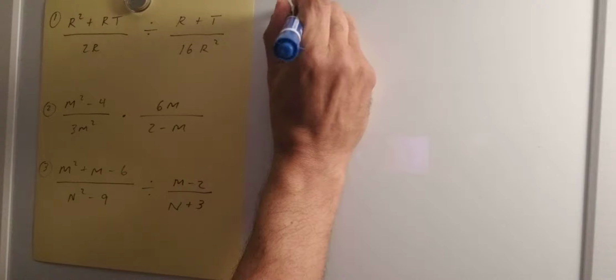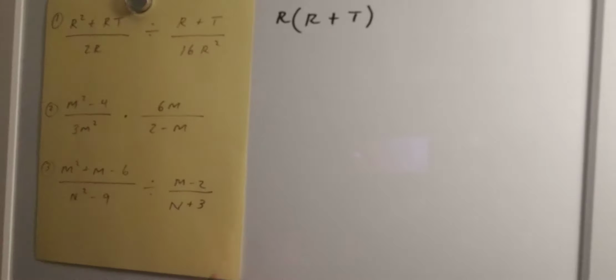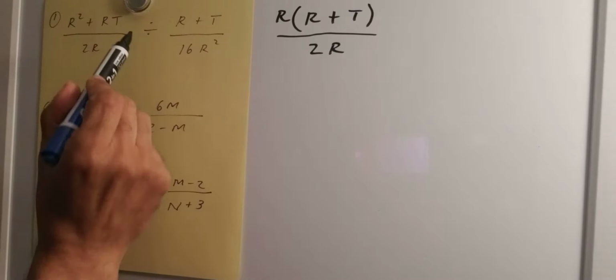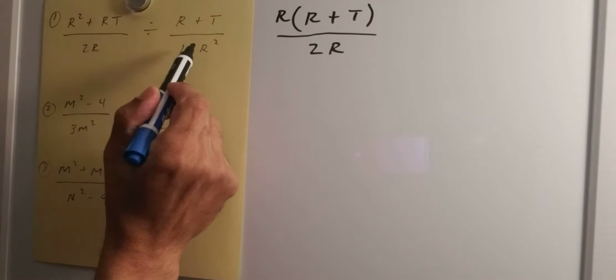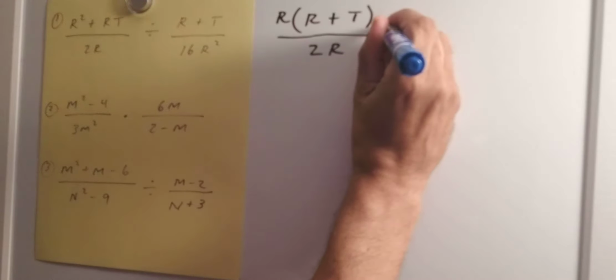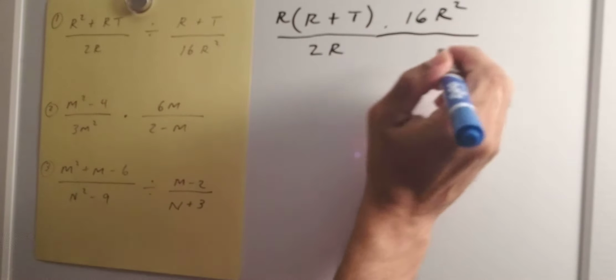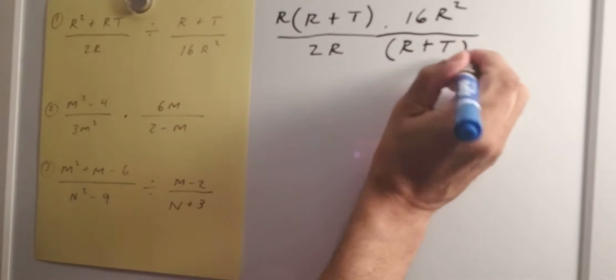Simplifying problem 1, I will factor each expression. R squared plus RT has a greatest common factor of R. That's R times R plus T, which is divided by 2R. Division changes to multiply. We take the reciprocal of this, 16R squared up in the numerator combined with the previous numerator for multiplication, and R plus T now in the denominator.